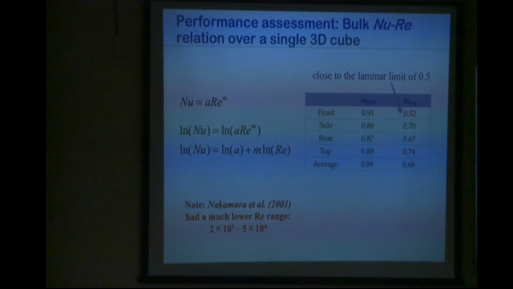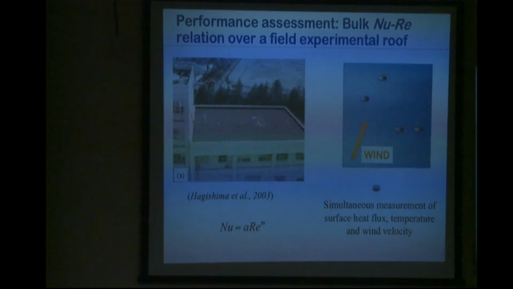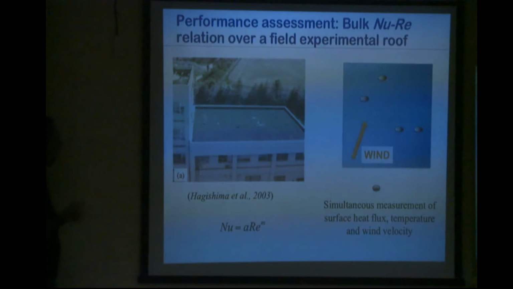So we notice quickly that this 0.5 is almost close to the laminar limit, which is telling us that maybe the Reynolds number is so small that the inflow is almost laminar. To address this question, we now compare the same M, but instead of a wind tunnel, we go for a real-world building. In this study, Aya Hagishima measured this M over 4 locations over a roof. So now the Reynolds number is comparable to our LES.